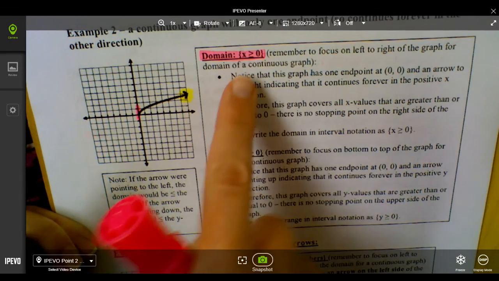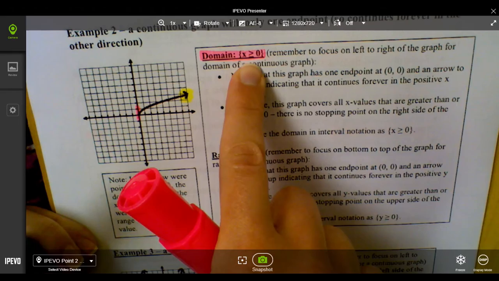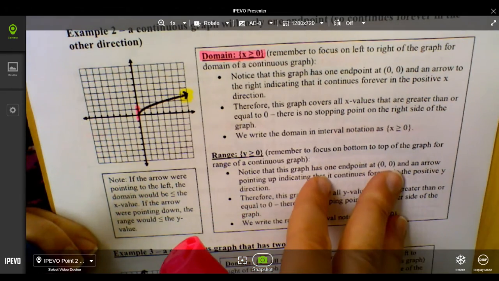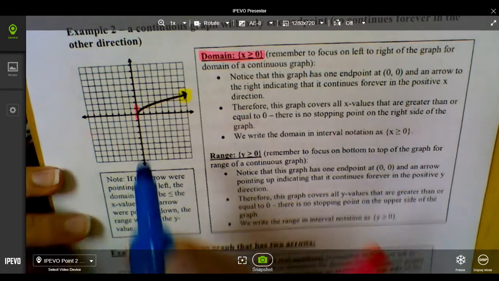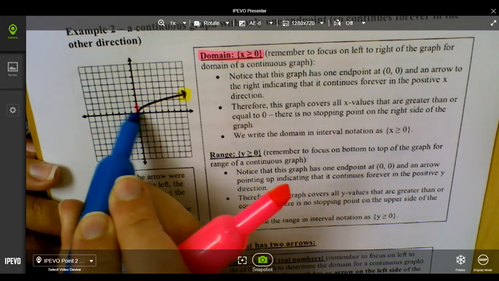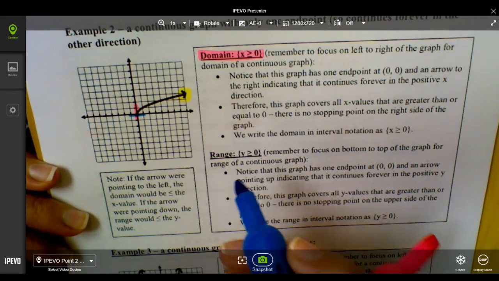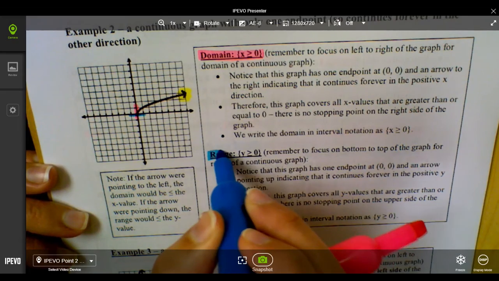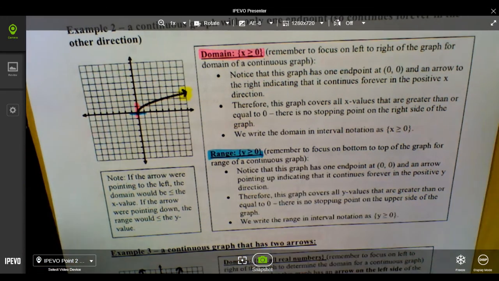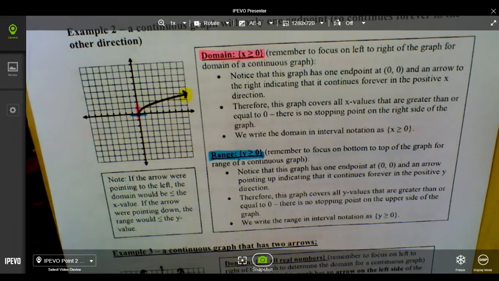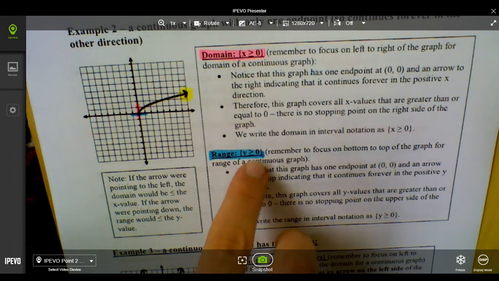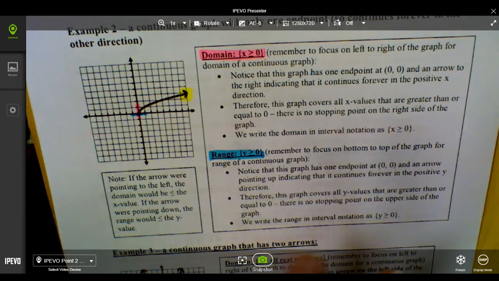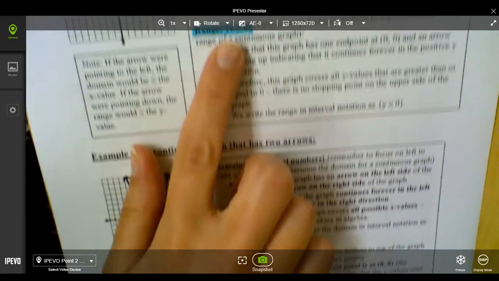So that means x just has to be greater than or equal to 0. And again, you can read all these explanations by yourself. And then I'm going to go to the y-axis, and what's the lowest point on the y-axis? It's 0 again, since it's starting at that origin, and then it's going on and on forever upwards. So it's going to be almost the same exact thing, except your domain is with x and your range is with y. So whenever you have arrows going in one direction, you're always going to have just one inequality sign.